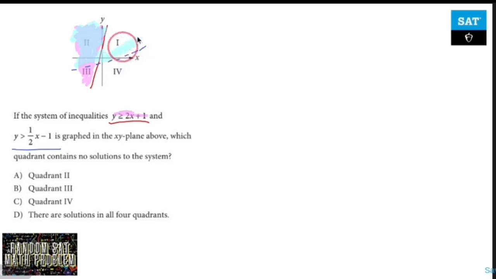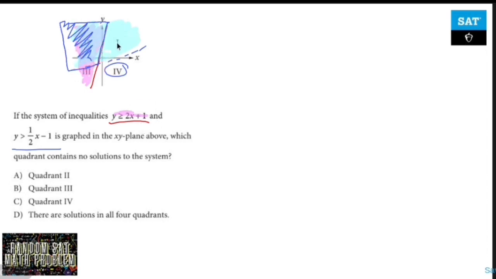And it's asking me which of the quadrants contains no solutions. Well, there are going to be solutions here for sure, but no solutions to the system itself is going to be quadrant 4. Quadrant 4 has no solutions to the system. Now, the system is contained within this chunk right here where both colors meet.